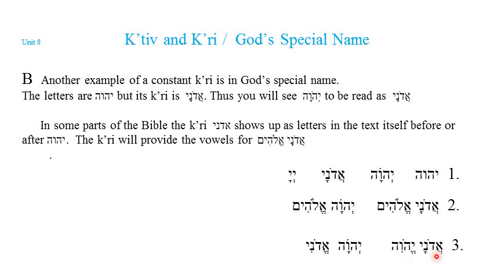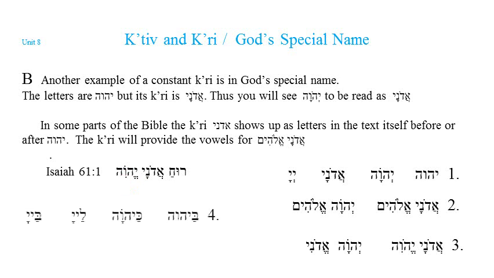So in line 3, this would be read as Adonai Elohim, and this would be read as Adonai Elohim. Both cases a constant Kri. We'll see an example of that in Isaiah chapter 61, verse 1, where the line runs, Ruach Adonai, and here's our next word, Elohim. Great.